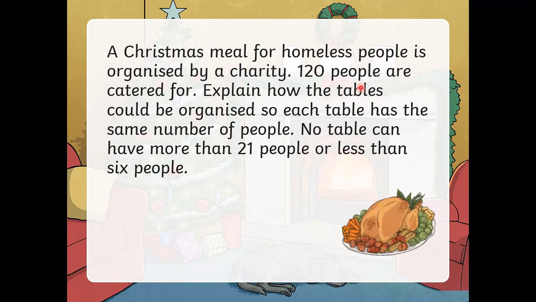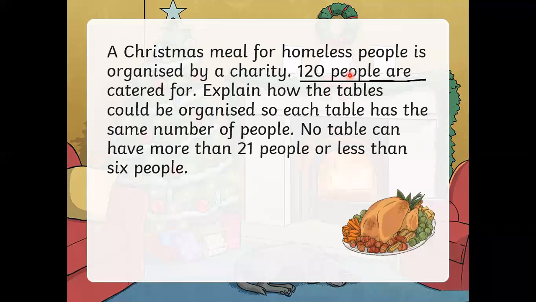A Christmas meal for homeless people is organized by a charity. 120 people are catered for. Explain how the tables could be organized so each table has the same number of people. No table could have more than 21 people or less than 6 people. Okay, so 120 people are catered for. Explain how the tables could be organized so each table has the same number of people. No table can have more than 21 people or less than 6 people.